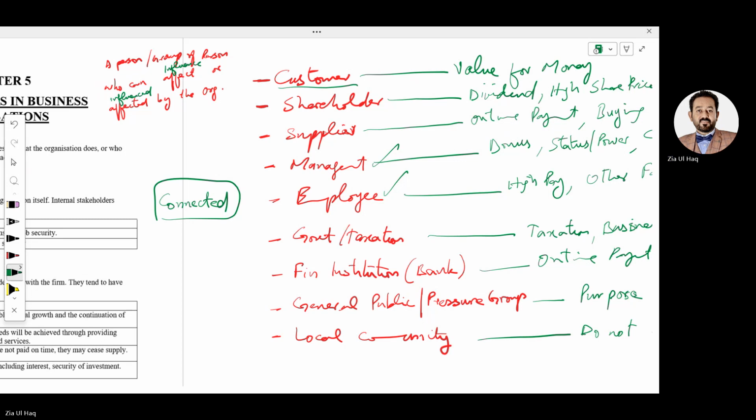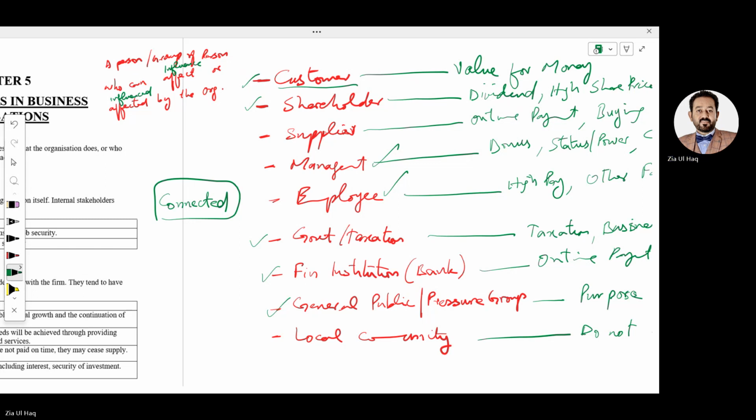They are external, not involved in the decision making, but influencing decision making of the organization. Your key customer could be the connected stakeholder to whom management is considering while making a decision. Your major shareholder will be the connected stakeholder, though external, but management is considering his voice while making a decision. Who else? Government could be the connected stakeholder who is influencing decision making of the organization. Financial institution could be the pressure groups, could be the connected, mean external, but are influencing decision making of the organization.